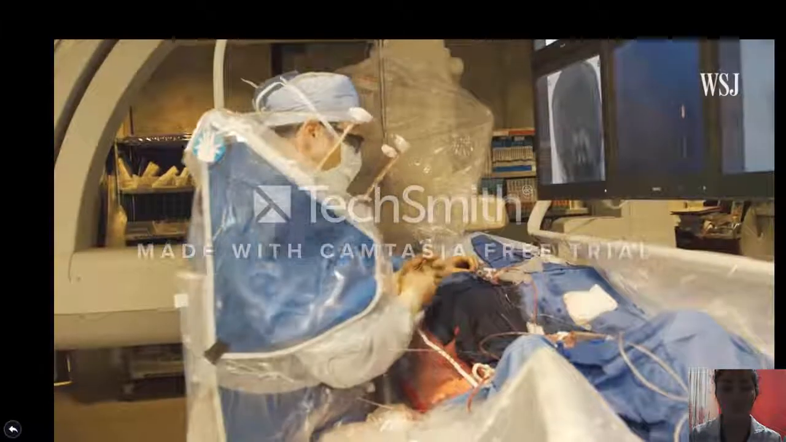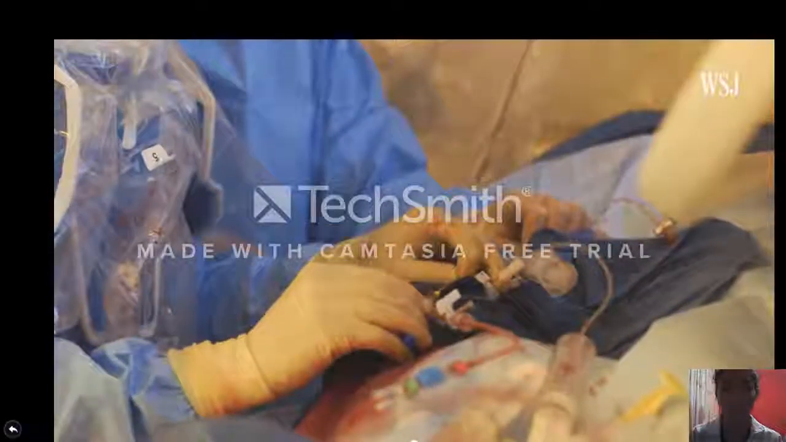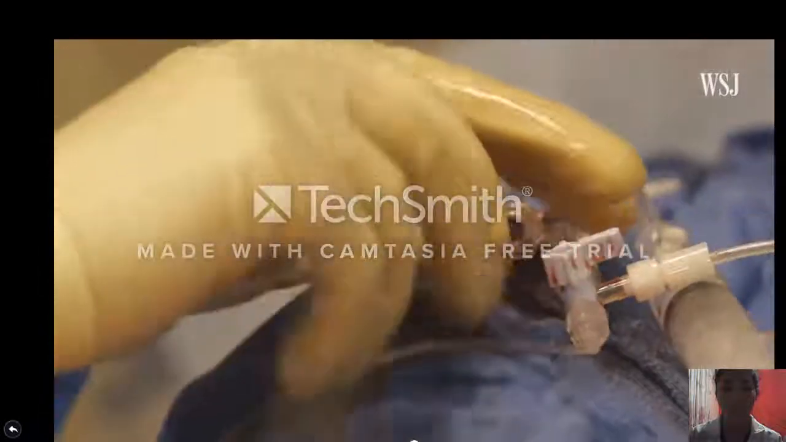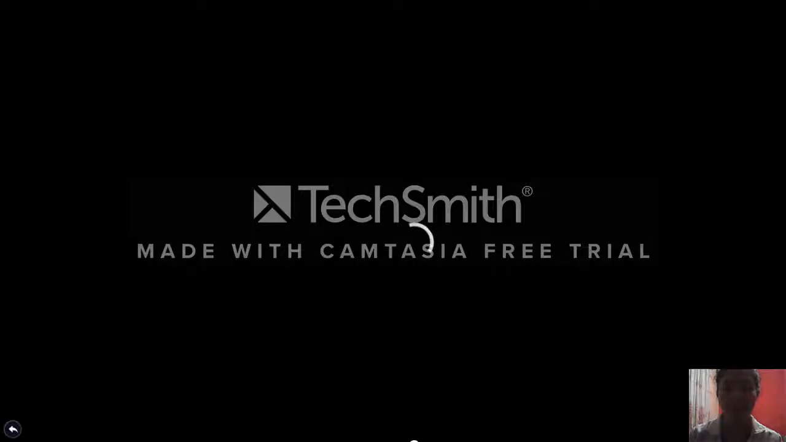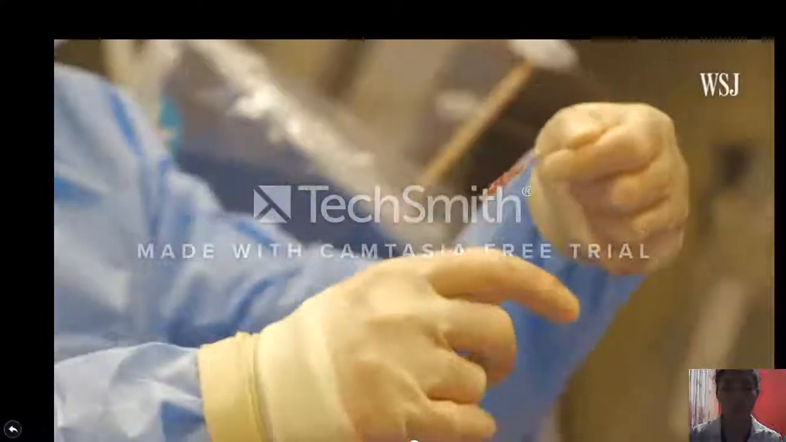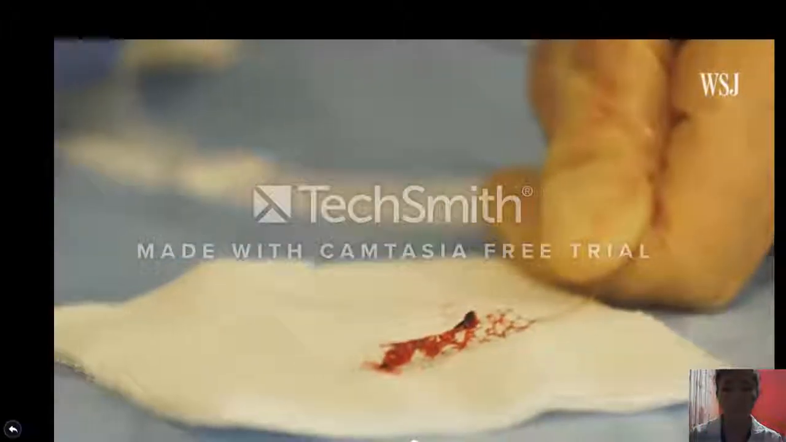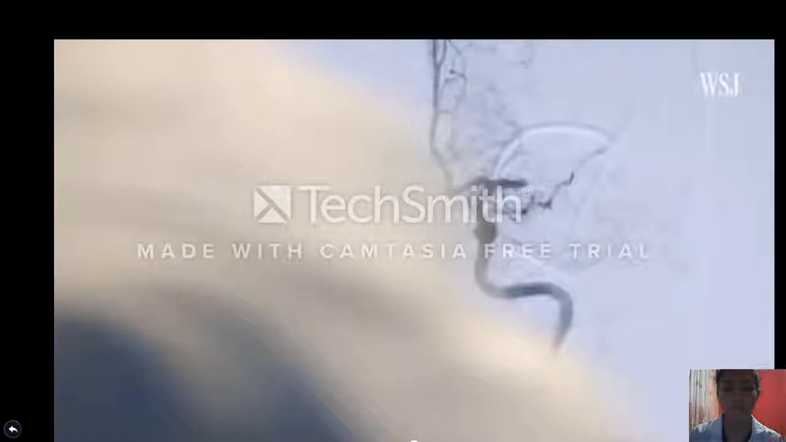They essentially look like a wire mesh, and then the clot gets engaged, integrated in the wire mesh, and then we can remove everything as a unit. And then hopefully the blood clot is completely removed. That procedure can be as quick as 10 minutes to 20 minutes.